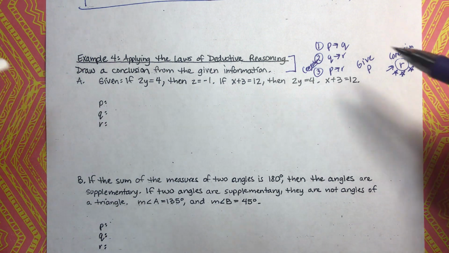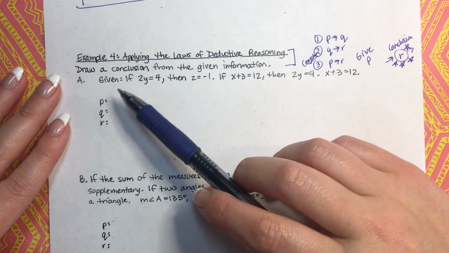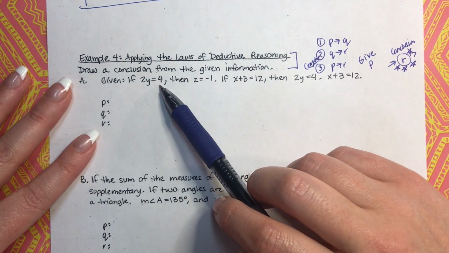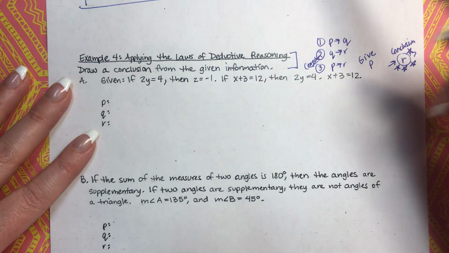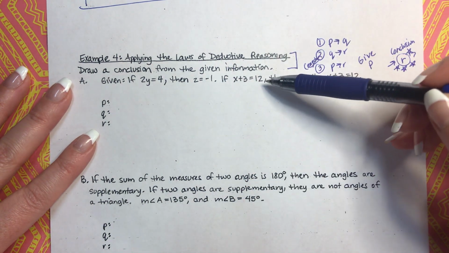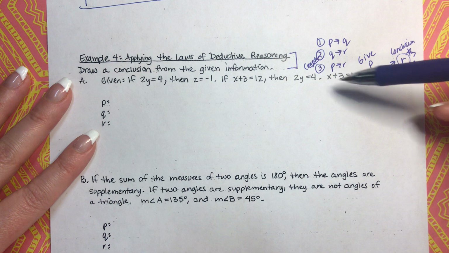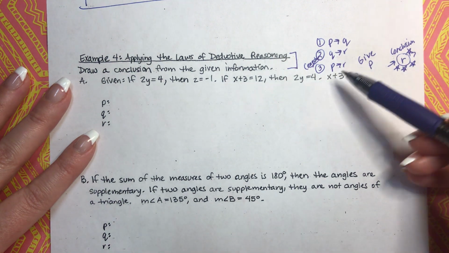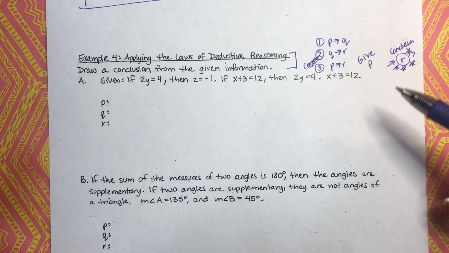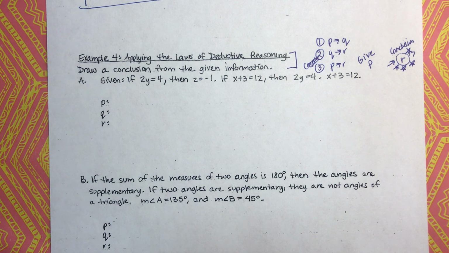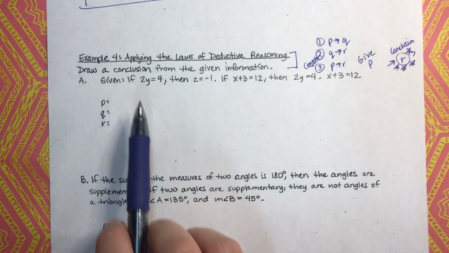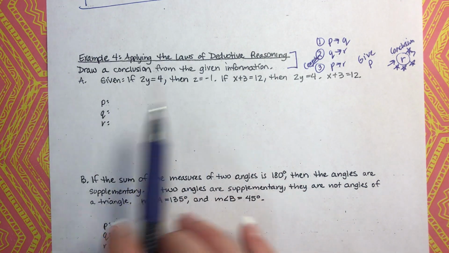It says draw a conclusion from the given information. So given, if 2y equals 4, then z equals -1. If x plus 3 equals 12, then 2y equals 4. Period. x plus 3 equals 12. Okay, we have to draw a conclusion from the given information. So let's go ahead and figure out, well, what are our P's, our Q's, our R's first?